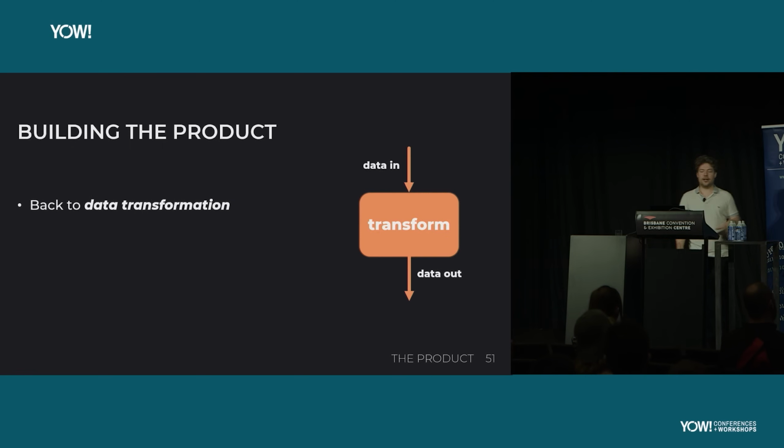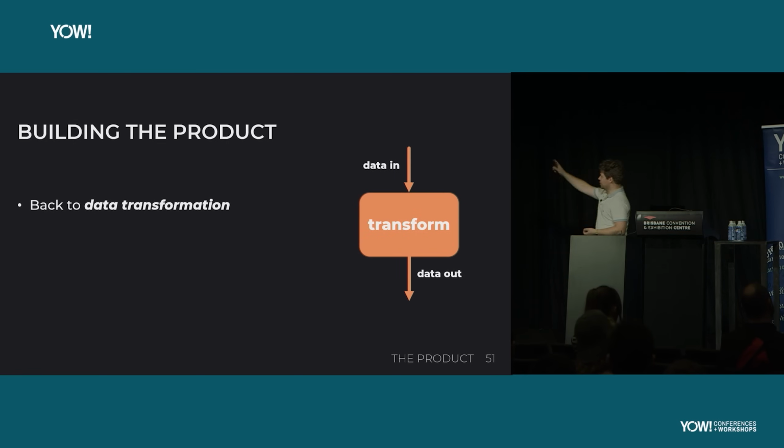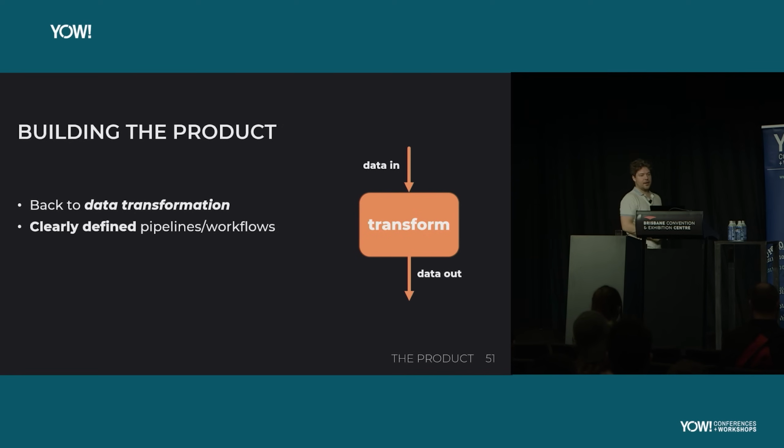So building the actual product, I like to put this back to data transformation. There's this concept of data coming in in some format, and then this little transform block is our code that does something to it, and then data comes out in a different format. I like to draw this comparison because I think it's important to remember, especially if we're trying to overcomplicate things, that that's really what we're doing in essence. We just need some code to transform this a little bit.